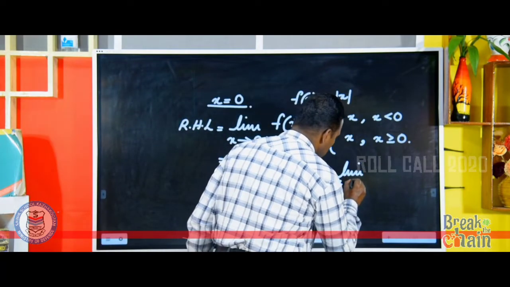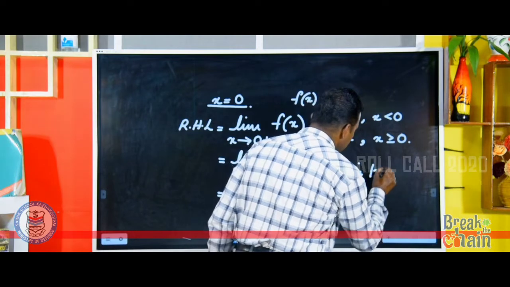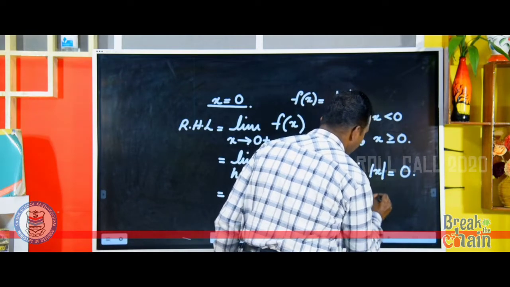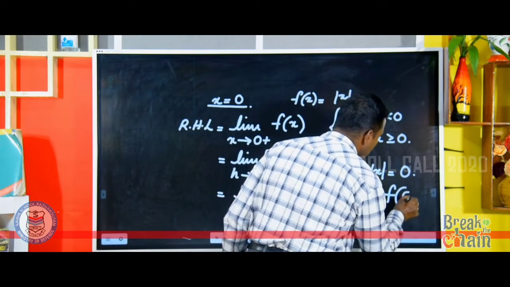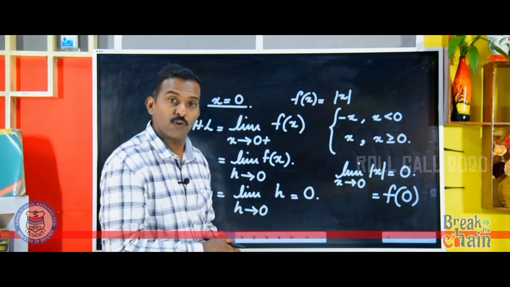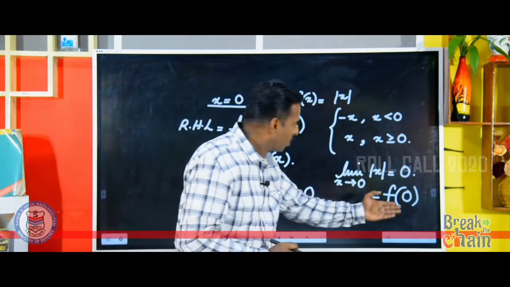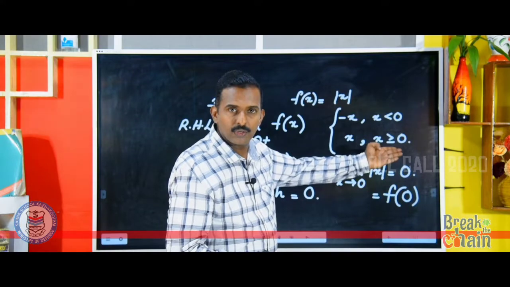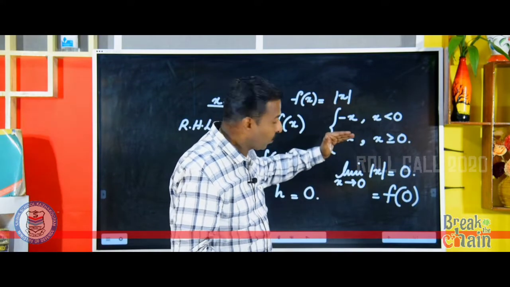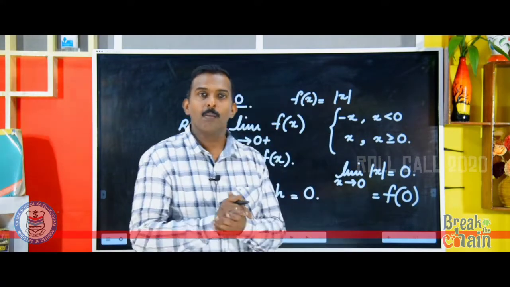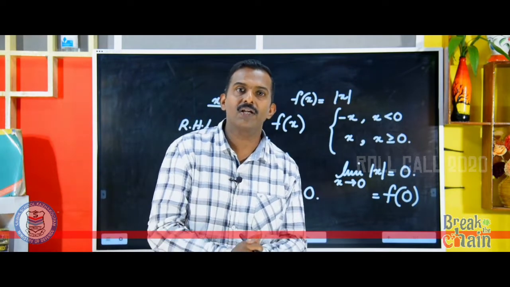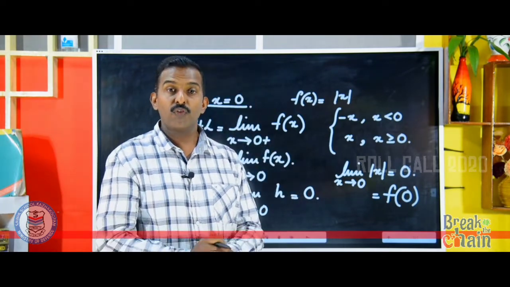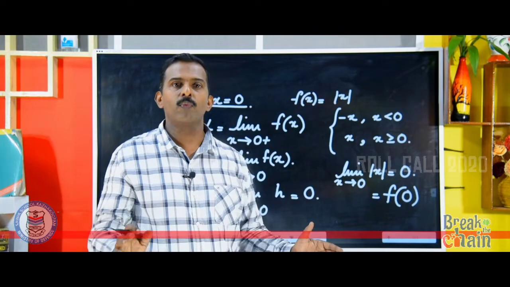Limit x tends to 0 of modulus of x is 0, which is in fact equal to the function value also. F of 0 is also 0. F of 0 falls in the second part. F of 0 is 0. Therefore, what is the conclusion? Modulus function is continuous at x equal to 0. In fact, modulus function is continuous everywhere.